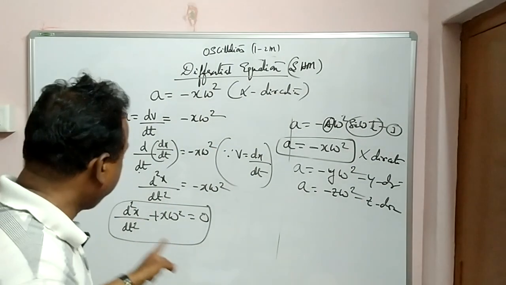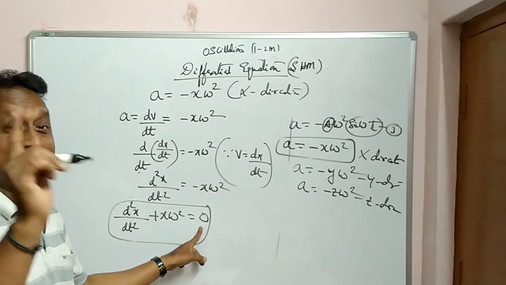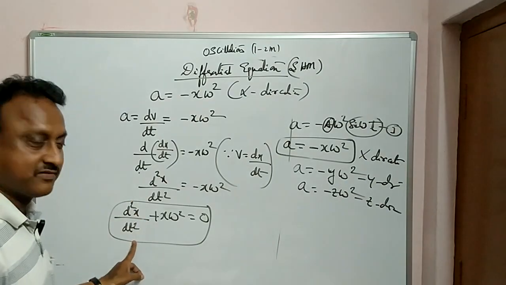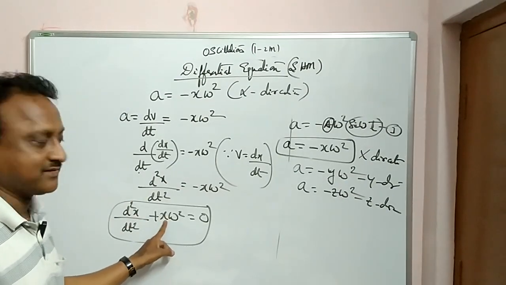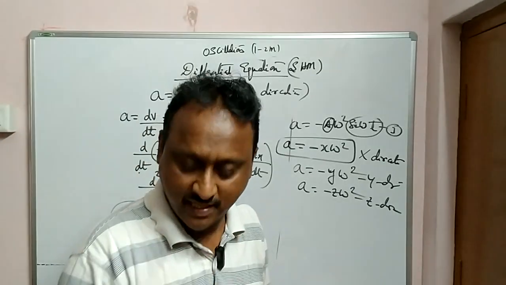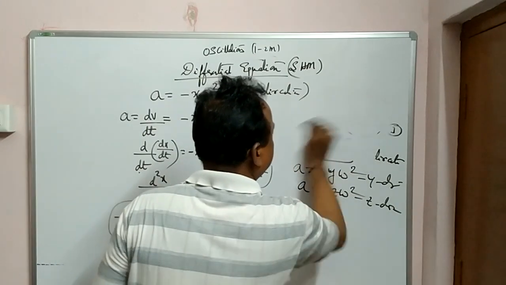అదే y డైరెక్షన్ అయినప్పుడు d square y by dt square ప్లస్ y omega square is equal to 0. z డైరెక్షన్లో వచ్చినప్పుడు ఎలా ఉంటుంది? SHMలో ఉన్నప్పుడు బాడీ d square z by dt square ప్లస్ ఇక్కడ x బదులు z పెట్టేస్తాం, z ఒమేగా స్క్వేర్ ఈజ్ ఈక్వల్ టు 0. మీకు అర్థమవుతుందా? దీనికోసం ఒక చిన్న ప్రాబ్లం ఇస్తాను చూడండి, ఎగ్జామినేషన్ ఎలా ఉంటుందో.